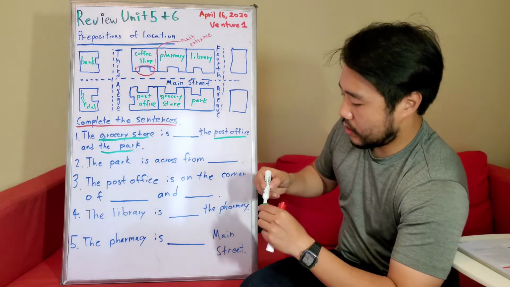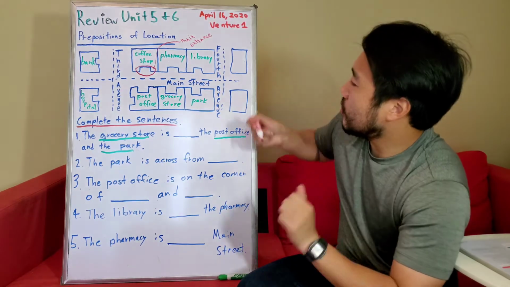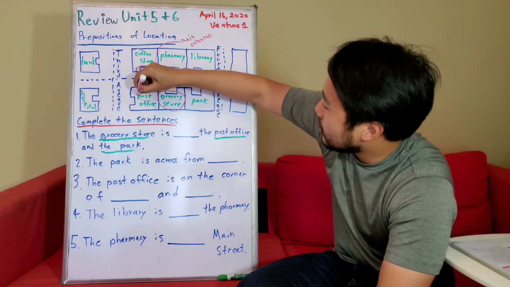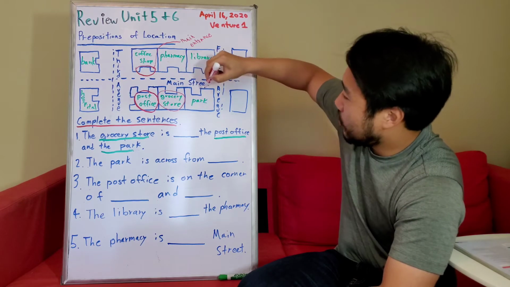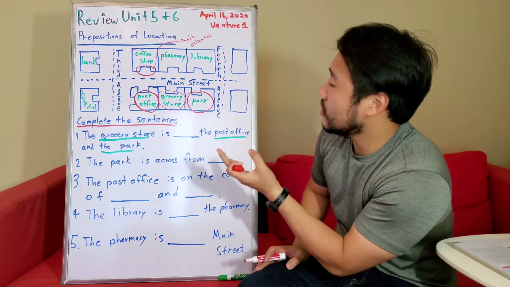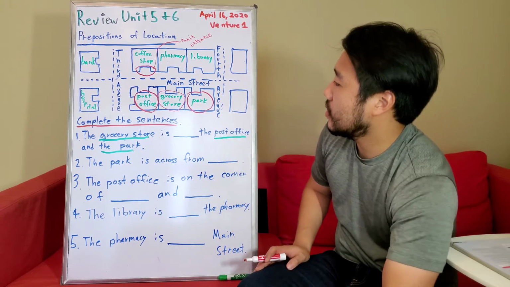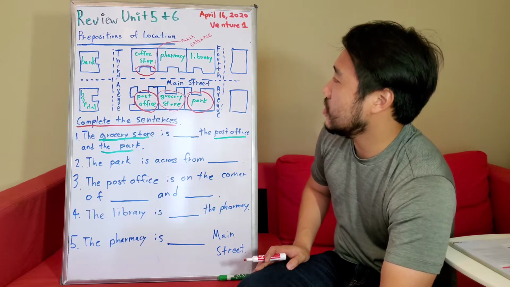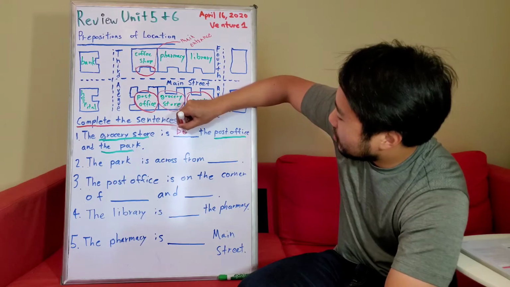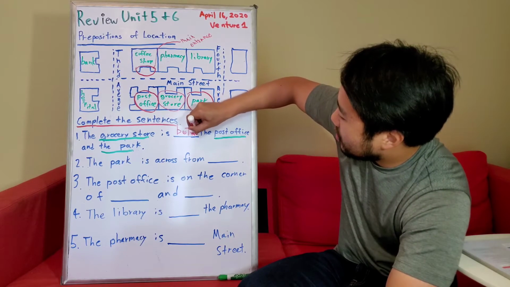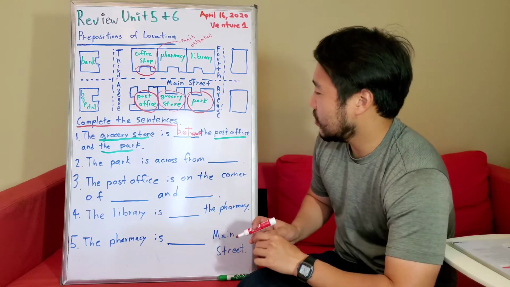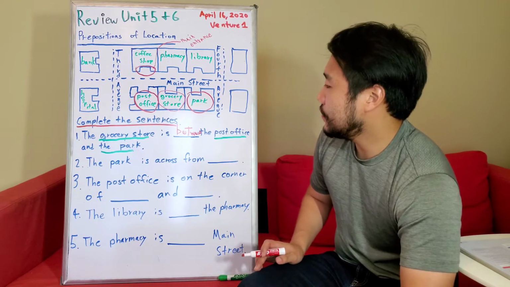So the grocery store is right here. Post office is right here. And the park is right here. So we can see that the grocery store is actually in the middle of the post office and the park. So what's the preposition? We say between. Between. B-E-T-W-E-E-N. Sorry for my handwriting.